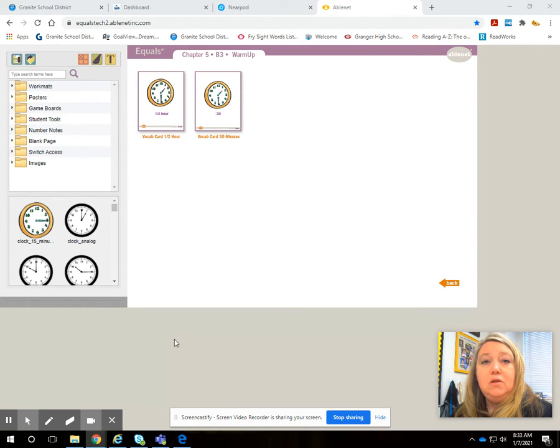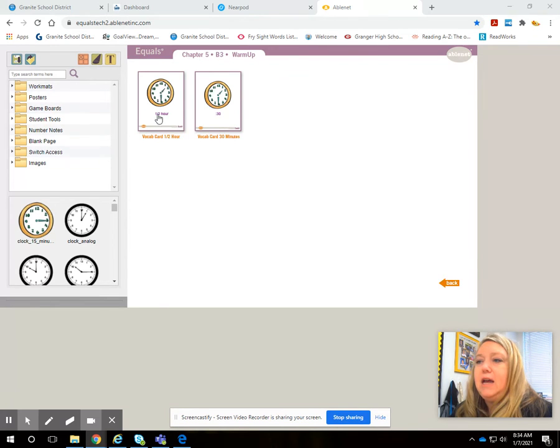Okay, so the last couple times we have actually worked on o'clock. That's when the long hand is pointing to the 12, right? And then whatever the little hand is pointing to tells us what o'clock it is: 1 o'clock, 2 o'clock, 3 o'clock, 4 o'clock, right?